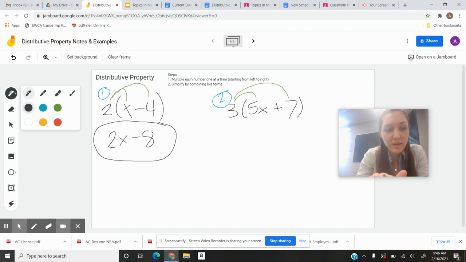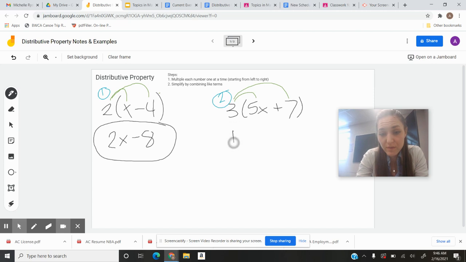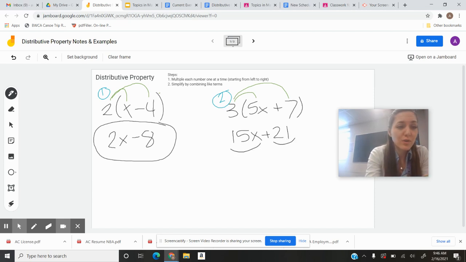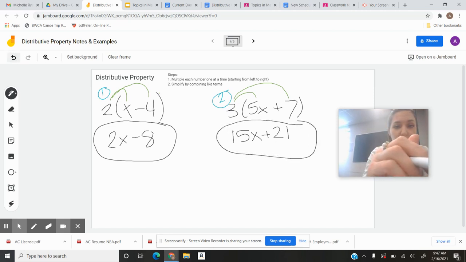And then I'm going to multiply those through. 3 times 5x is just 15x. 3 times +7 is just +21. And I can't combine any like terms because I have no x's and no regular numbers to combine together. So this is my final answer for number 2, 15x plus 21.